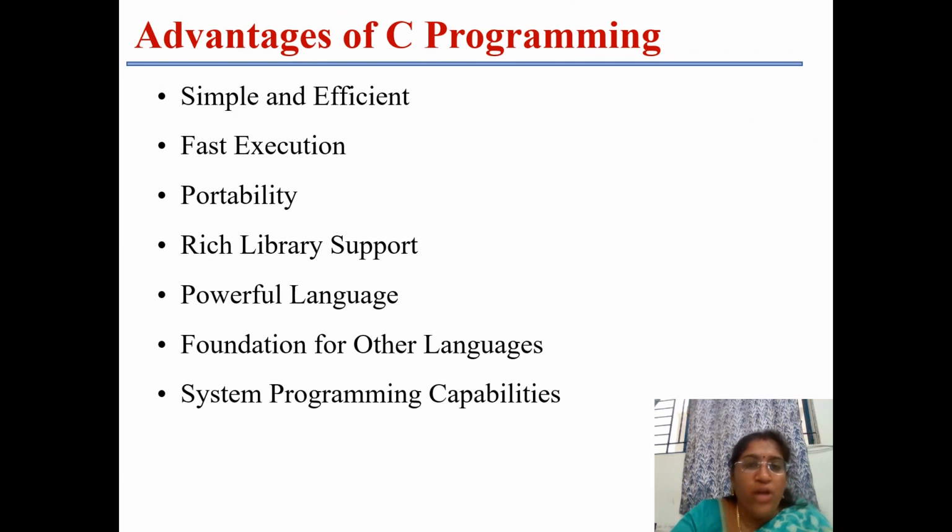Advantages of C programming. Simple and efficient: C provides a structured approach and has a small set of keywords, making it easy to learn and use. Fast execution: programs written in C are highly efficient and execute faster because C is close to the hardware level. Portability: C programs can run on different machines with little or no modification, making it a portable language. Rich library support: C provides a wide range of built-in functions and supports user-defined functions for better modularity. Powerful language: C handles low-level programming like memory management as well as high-level tasks.